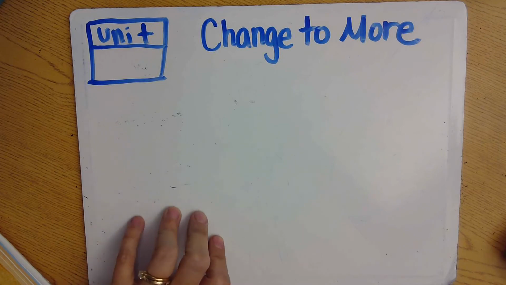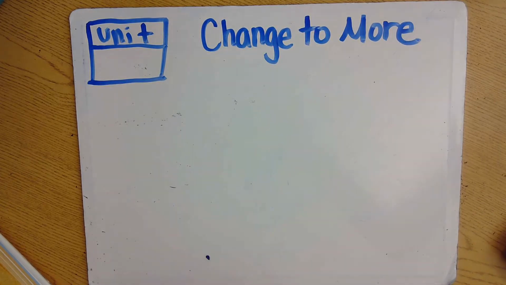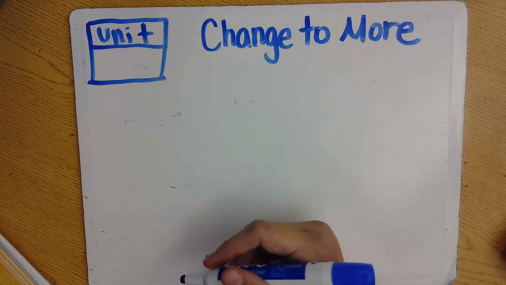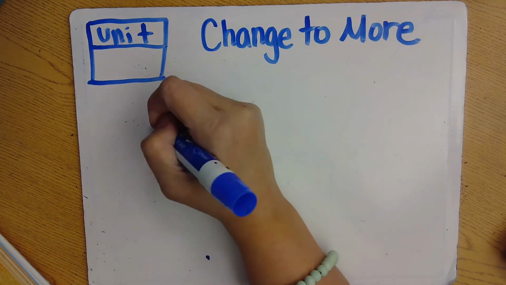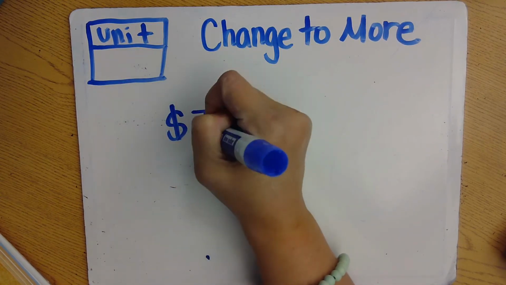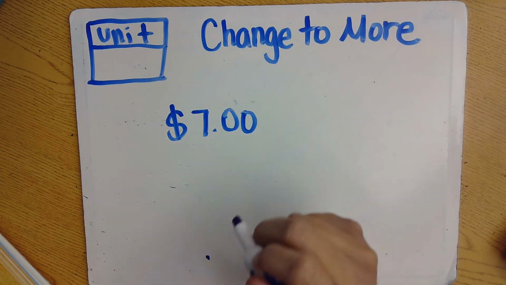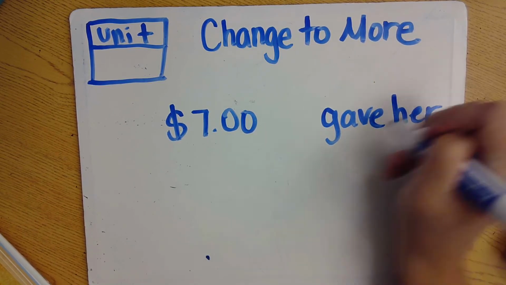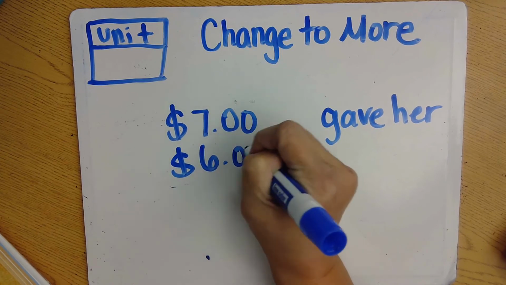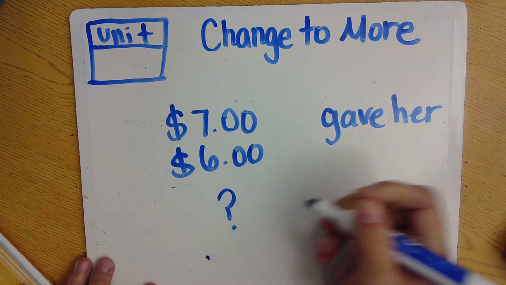Another type of number story is a change to more story. A change to more story. So in a change to more story, we start out with a given number of items. So for example, we might say Beth has $7. And then we're going to say Joe gave her $6. How many dollars does she have now?